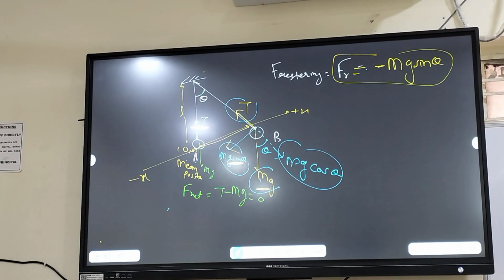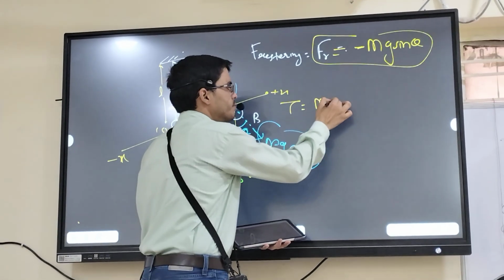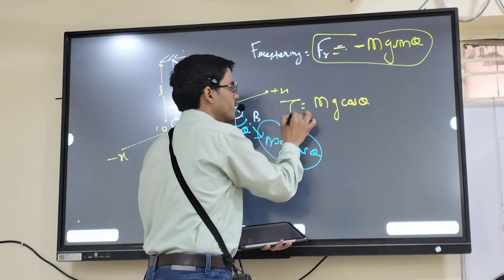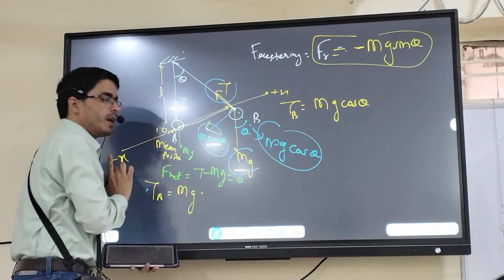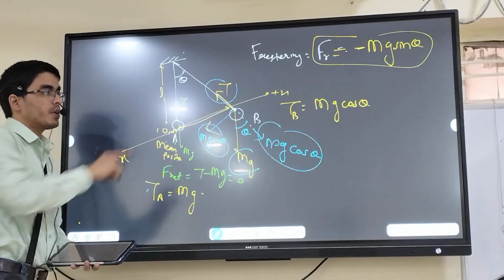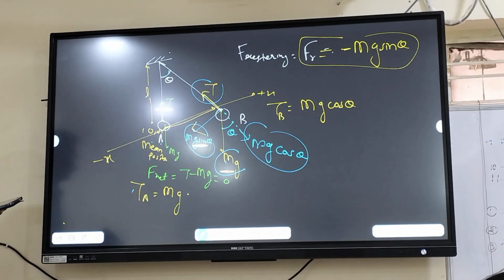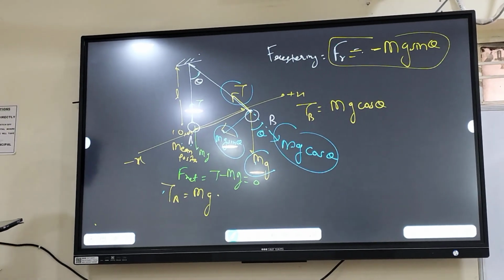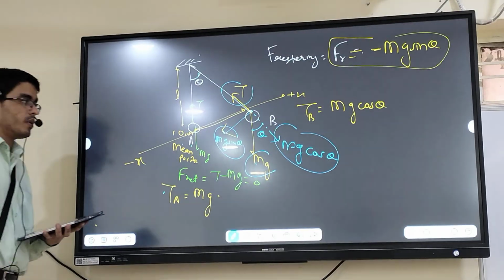We will draw the diagram. Equals to mg cos theta at which point? B. And at point A, what is the tension value? Only mg. Here tension equals to... Here is the tension more at point A or point B? B. Why? Minimum tension at A.